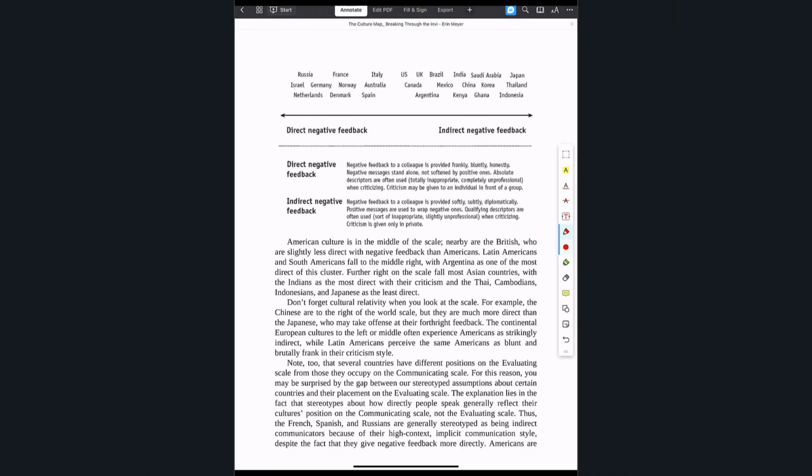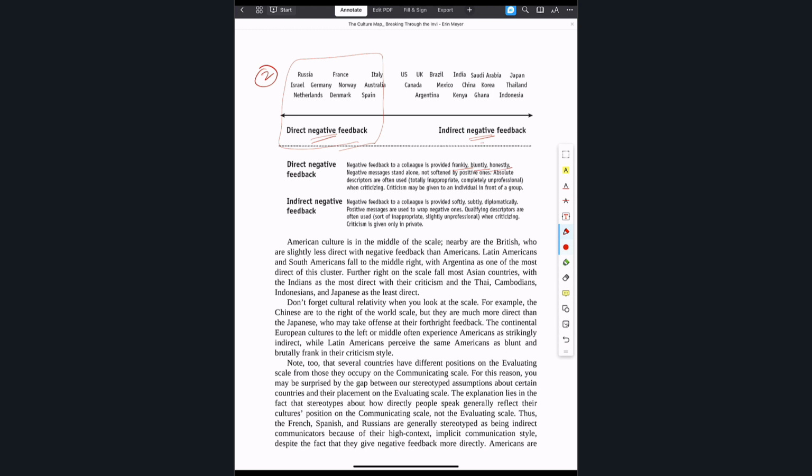Okay, so now let's go to the second dimension, which is the evaluating dimension. How do people from different countries provide negative feedback? Some countries, those who are on the direct negative feedback extreme, they tend to be very direct, very blunt, very honest when they are providing any negative feedback. They do not feel the need to sugarcoat anything. They are just very open with the criticism that they are providing.